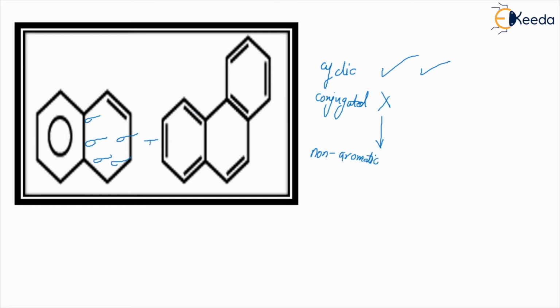Let's start from here. Pi, sigma, pi, sigma, pi, sigma, pi, sigma, pi, sigma. So all of these are nothing but sigmas. You have a pi over here, sigma, pi. Then you have a sigma, pi, sigma, pi. So all of these are nothing but sigmas and pi's together. And because of these sigmas and pi's together, this becomes a conjugated compound as well.